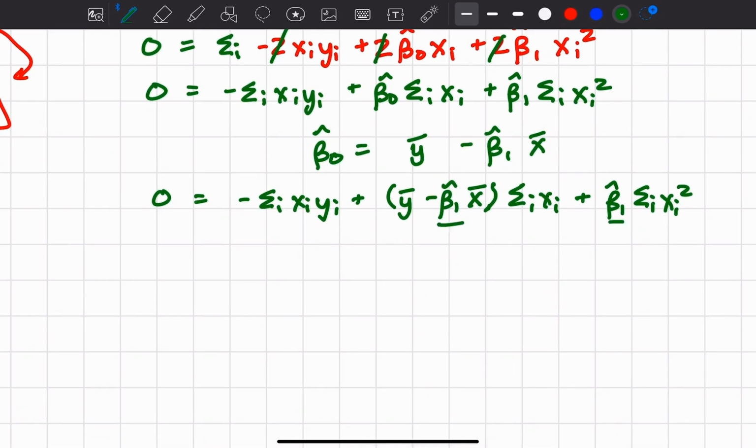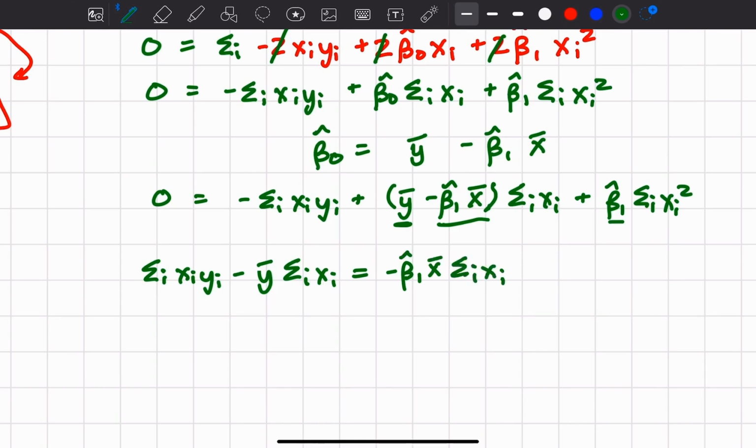Let's just work on isolating beta 1 hat, bringing everything else over to the other side. So we'll have sum i xi yi. Then I'm going to bring this term over there. So minus y bar sum i xi is, now we'll have this term, negative beta 1 hat x bar, sum i xi plus beta 1 hat sum i xi squared.